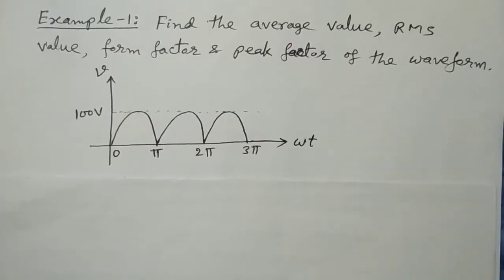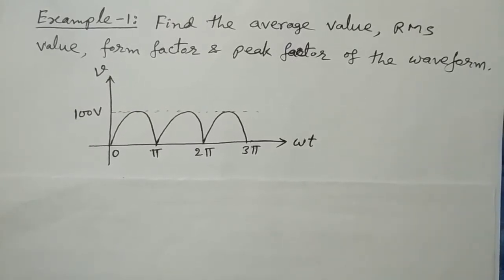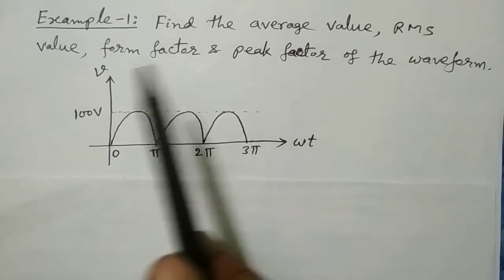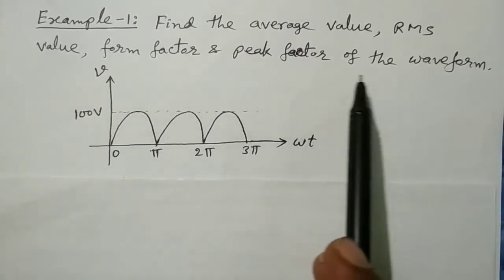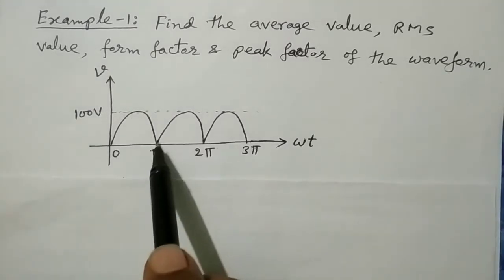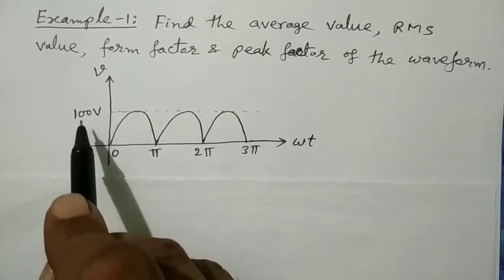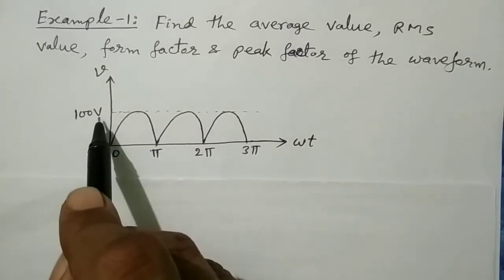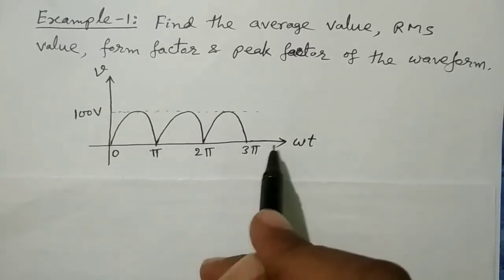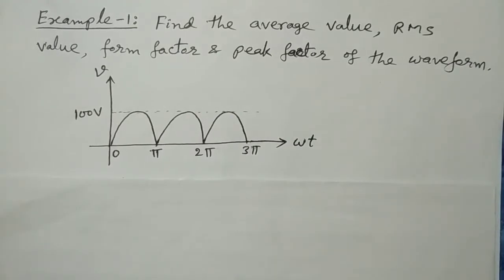Okay. Now here is some waveform for your practice. So the first is find the average value, RMS value, form factor and peak factor of the full wave rectified waveform. This is the full wave rectified sinusoidal quantity. The maximum value here is 100 volt, and it is 0, pi, 2 pi, 3 pi and so on. So you have to find the average value, then RMS value, then form factor and then peak factor.